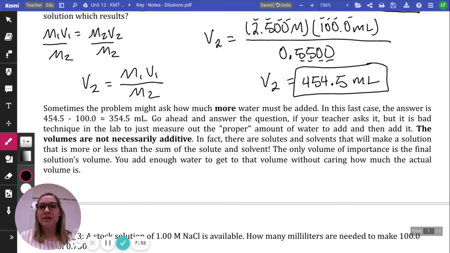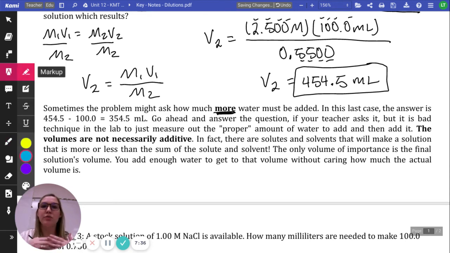Sometimes the problem is going to ask you how much more water must be added, not just what our new volume is, but how much more water is going to be added. In that case, we would basically subtract our total minus how much we had to give us our volume. So in this case, 454.5 minus the 100 that we started with, we would need to add 345.5 milliliters. If I ask you, answer the question the way it is.